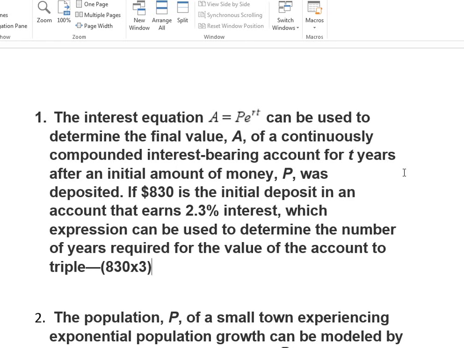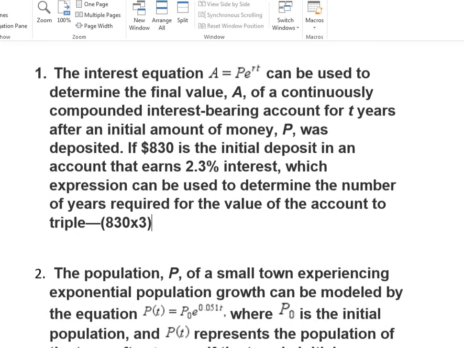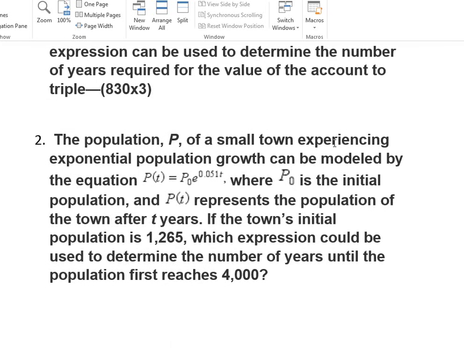Alright, the population in a small town is experiencing an exponential population growth. Probably LA is too. Where P0 is the initial value and P of t represents the population after t years. If the town's initial population is 1,265, which expression could be used to determine the number of years, so we're solving for t, until the population reaches 4,000.